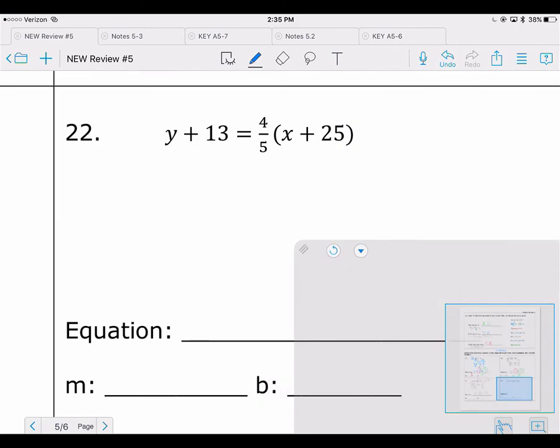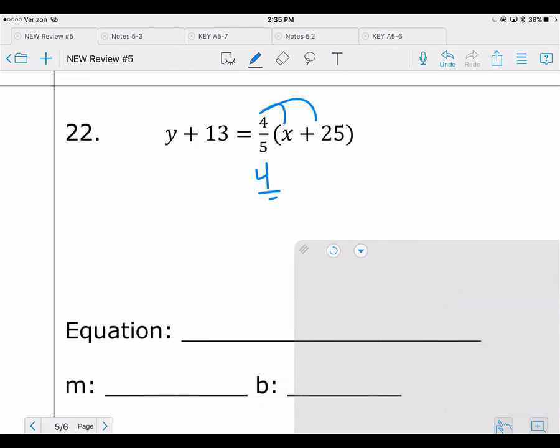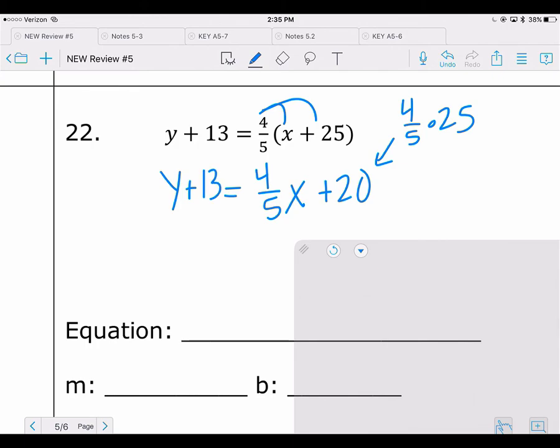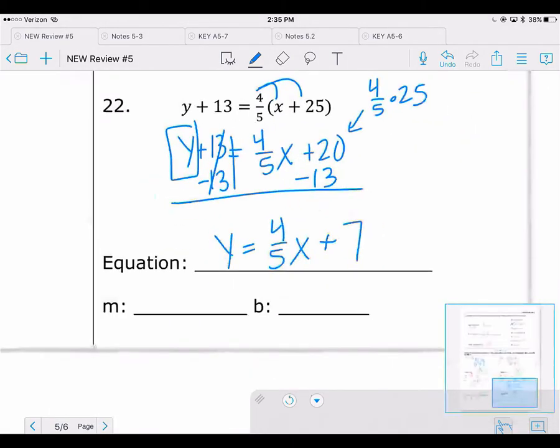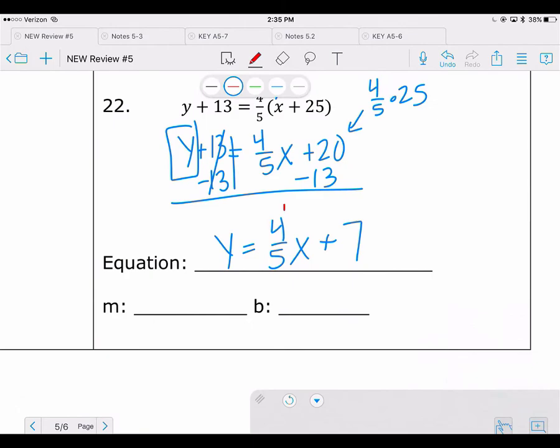Problem 22, similar situation. 4/5 times x, 4/5 times 25. Still trying to get y by itself, I subtract 13 just from the numbers. So y equals 4/5 x plus 7. My m value is 4/5, and my b value is 7.